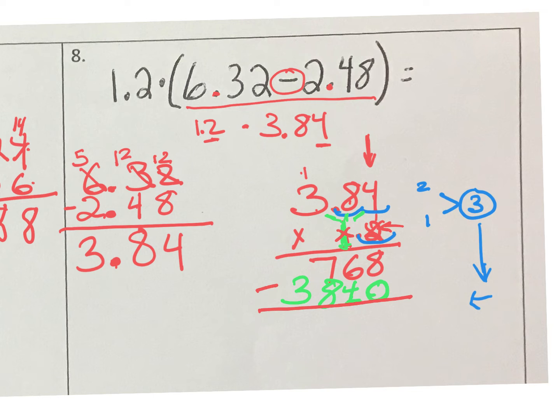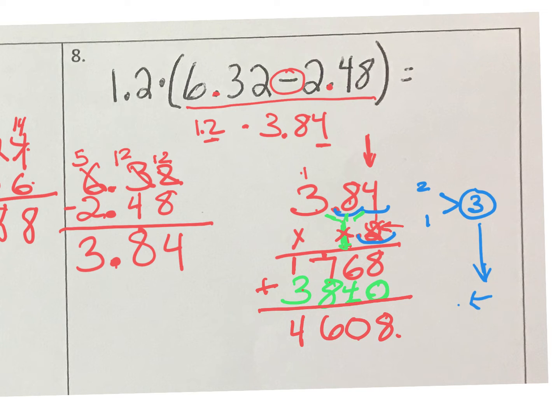And then I just have to add these up. 8 plus 0 is 8. 6 plus 4 is 10. So I put my 0 here, carry my 1. 8 plus 7 is 15, plus this little 1 is 16. Put my 6 down there, carry the 1. 1 plus 3 is 4. So 4, 6, 0, 8. But the decimal would be right there right now.